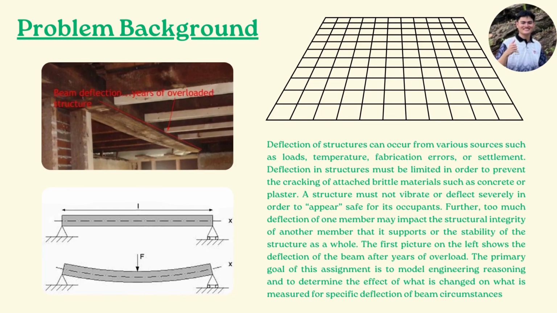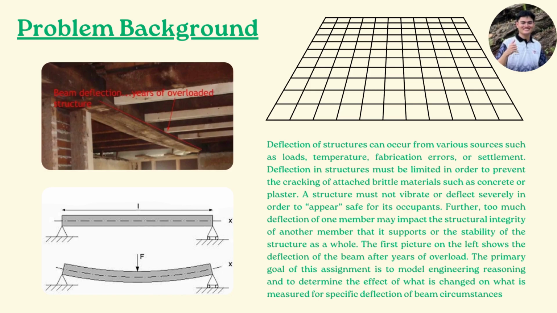Problem background. Deflection of structure can occur from various sources such as load, temperature, fabrication error, or settlement. Deflection in structure must be limited in order to prevent the cracking of attached brittle material such as concrete or plaster. The structure must not vibrate or deflect severely in order to appear safe for its occupants. Further, too much deflection on one member may impact the structural integrity of another member that it supports or the stability of the structure as a whole.